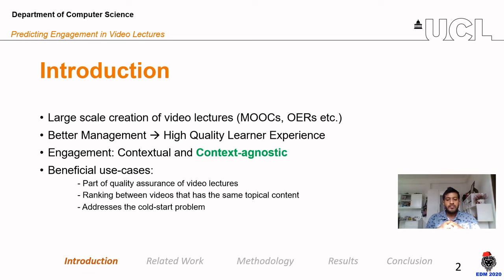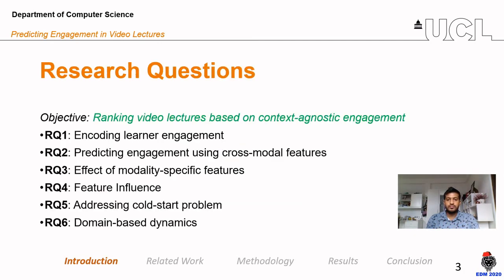In this work, we focus on context-agnostic engagement because we see the value of context-agnostic engagement in several promising use cases. In order to build a predictive model that predicts context-agnostic engagement in video lectures, we formulate 6 research questions that will answer this question.